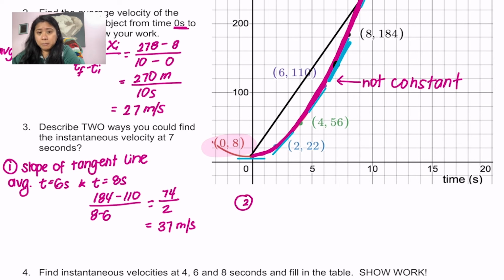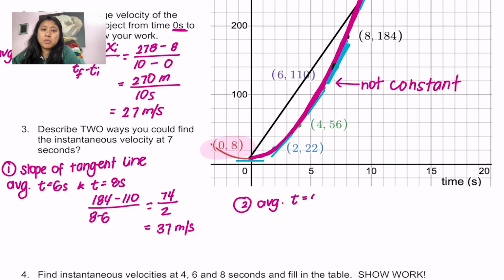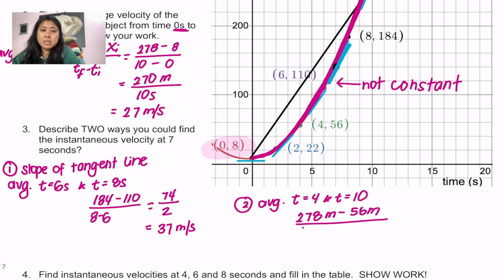And we'll just do the same thing using different sets of time, right? So since we've done 6 as before and 8 after, let's try using 4 as our before and 10 as our after. And 7 will still be right in the middle of 4 and 10. So we have 278 meters minus 56 meters over 10 seconds minus 4 seconds. So 278 minus 56 is going to give us 222 meters over 10 seconds minus 4 seconds, which is 6. And this should also equal 37 meters per second.